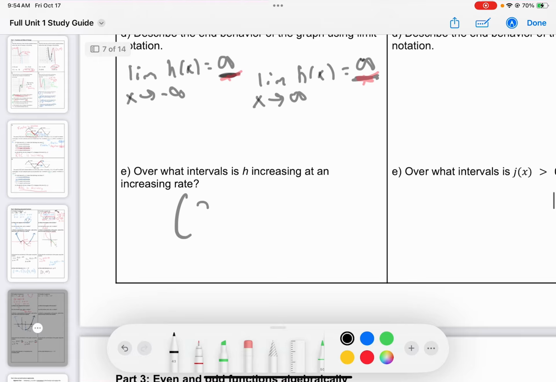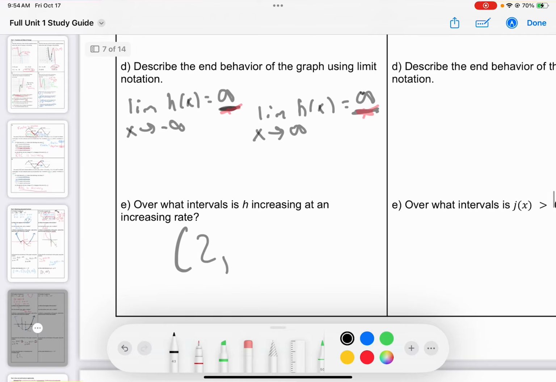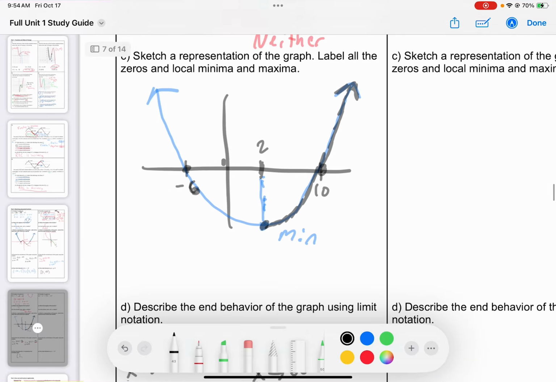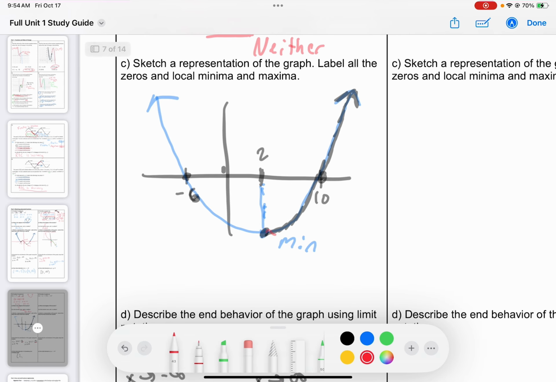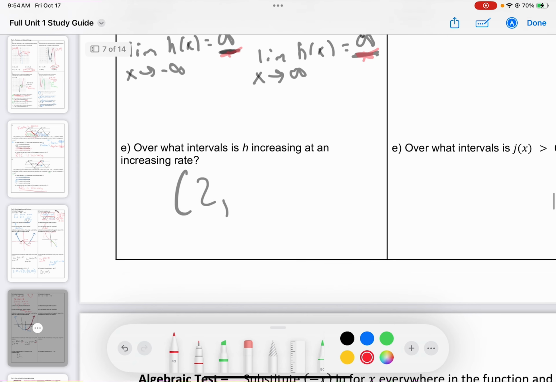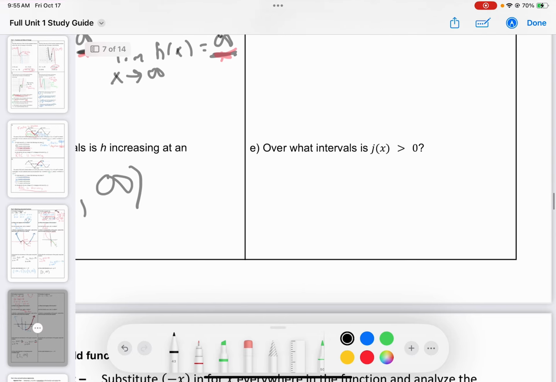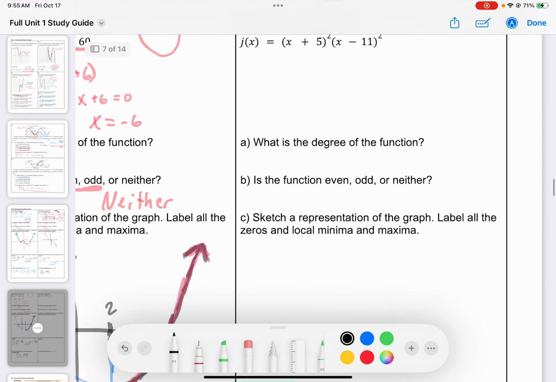So this is a great question. From 2, where is it increasing at an increasing rate? So it's always concave up, so it's always at an increasing rate. This is a great question. Take some time to really think about this. All right, so this is going to be from 2 to positive infinity. Maybe we won't see that on a pre-calculus test, but we just love math, so we love a good question.